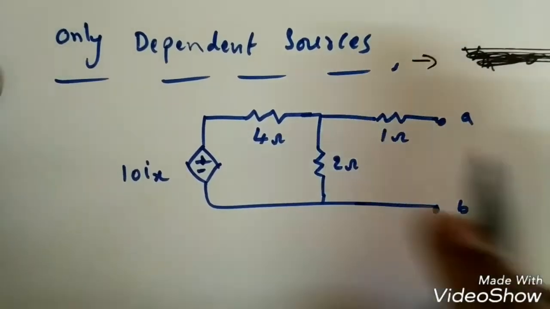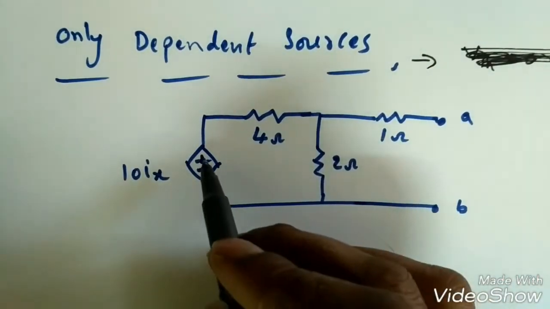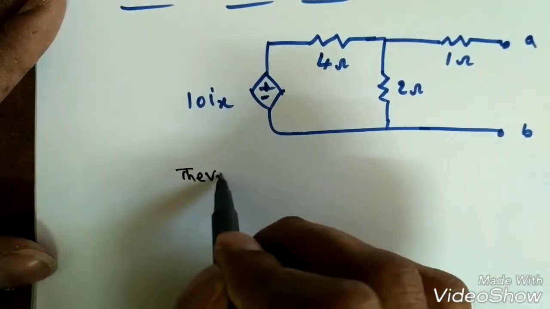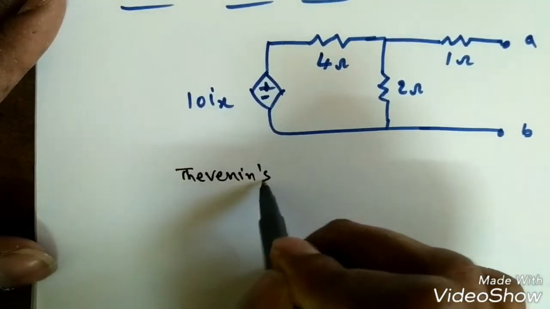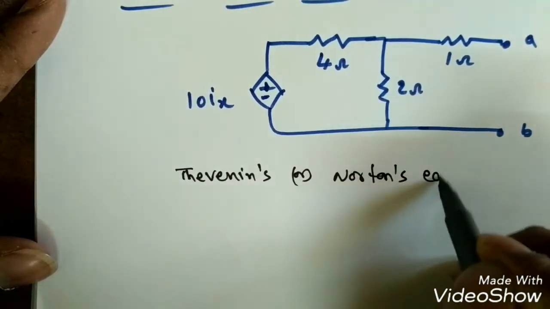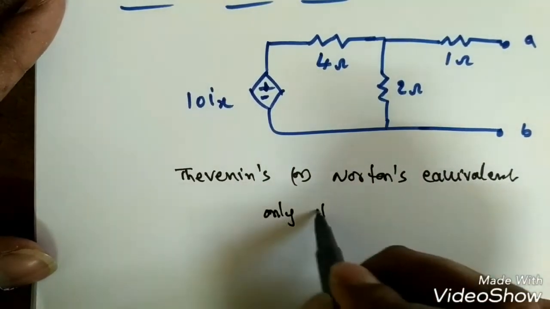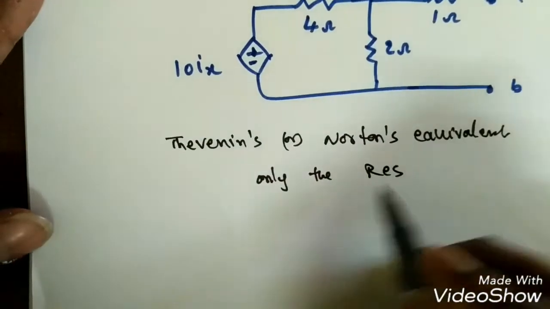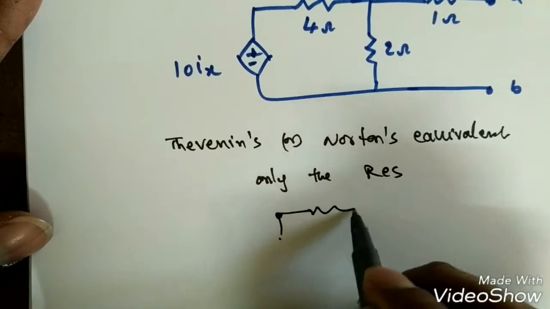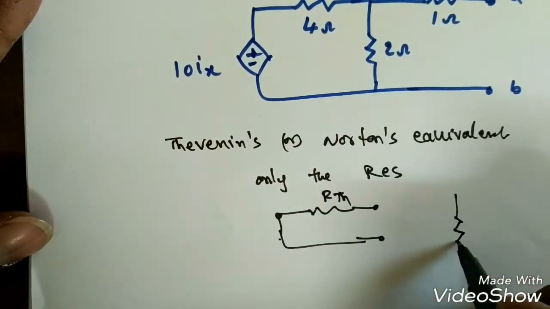Now one more problem we'll see. Suppose the circuit is having only dependent sources, no independent source. Now remember, whenever there is only dependent source, the Thevenin's or Norton's equivalent will be only the resistance, right? That is like this. If it is a Thevenin, it will be something like this, RTH. If it is a Norton, it will be like this.